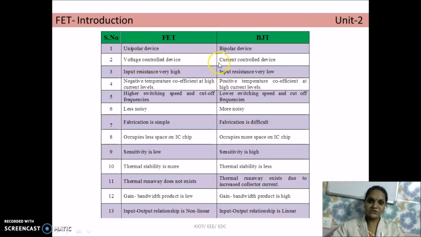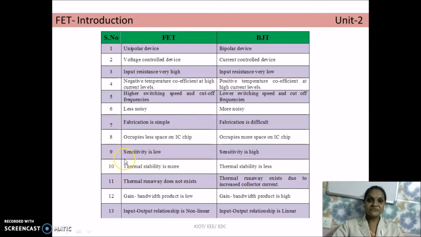So FET is a voltage control device, BJT is a current control device. Input resistance is very high in FET, whereas in BJT it is low. BJT has a negative temperature coefficient, that means if temperature increases, current increases. Whereas FET has a positive temperature coefficient. Switching speed is high compared to that of BJT. FET has high switching speed, is less noisy, fabrication is very simple, and it occupies less space in an IC chip. So compared to BJT, FET is a widely used device in almost all analog and digital circuits.